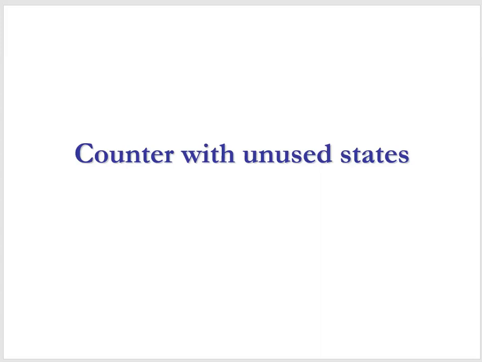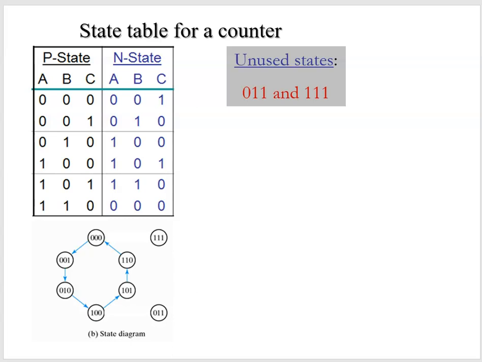Let's look at an example of a counter with unused states, and then we'll make sure it recovers. If we look at this counter, we have a present state, next state, state table, and we have a state diagram. So we go from 0 to 1, from 1 to 2, from 2 to 4, from 4 to 5, from 5 to 6, and then back to 0. So our unused states are state 3, binary 3, and binary 7. So we'll design this counter with these unused states, and then we'll make sure the unused states recover.